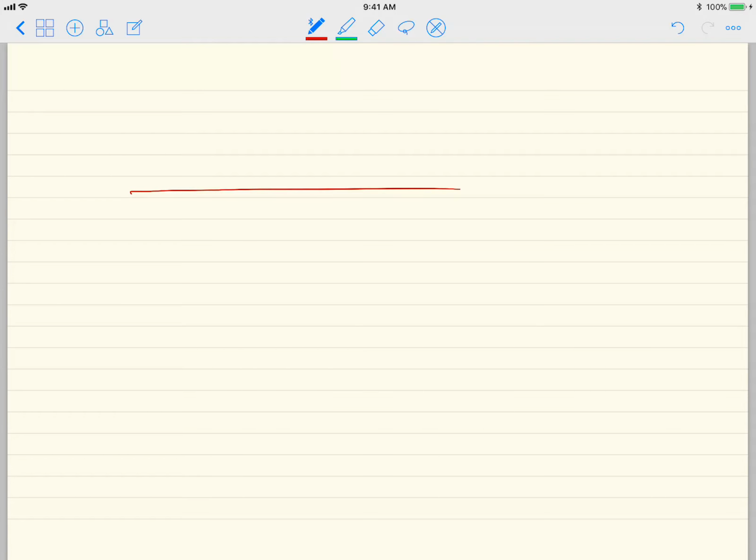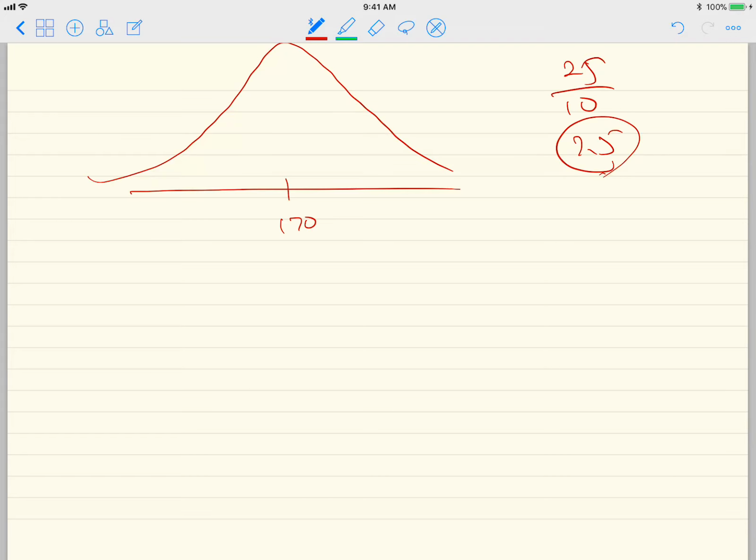It will have a mean of 170 and a variance of 25 over 10, maybe 2.5. And then the standard deviation is maybe 1.5. 1.5 squared is 2.25? Is it right? Or 2 like this? Which one is right? I got old, so I forgot it.